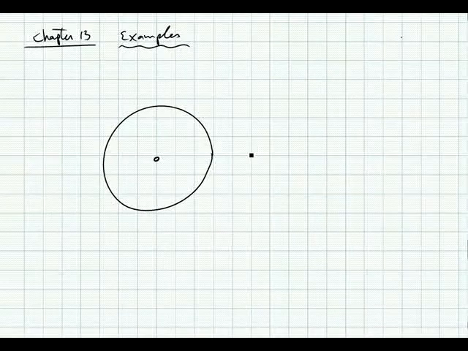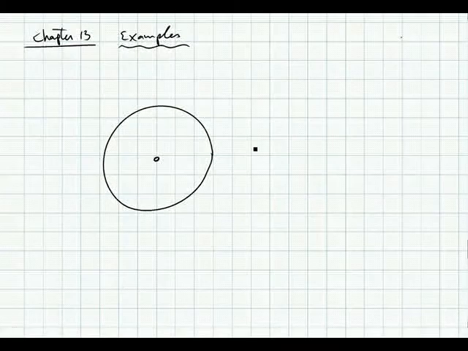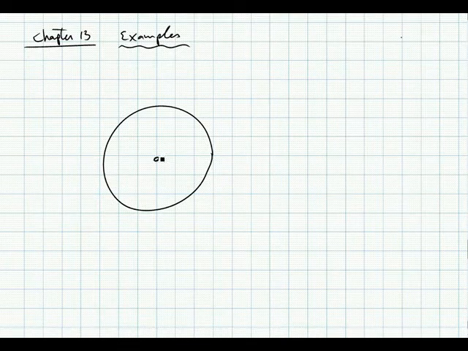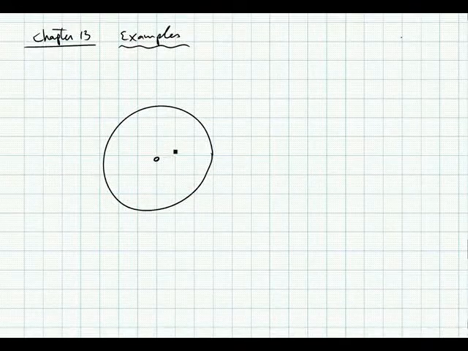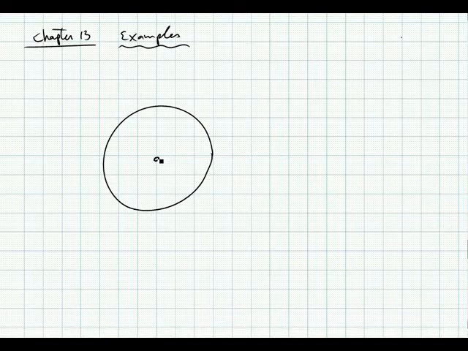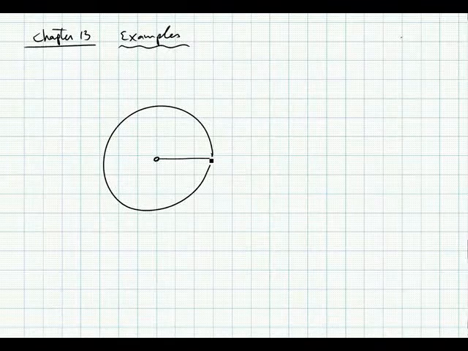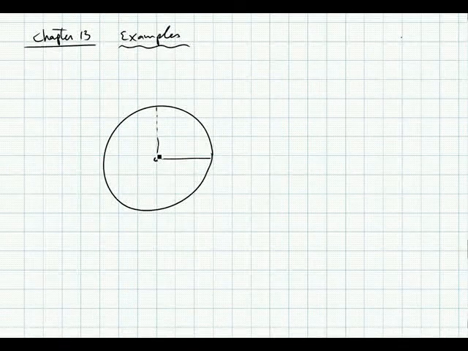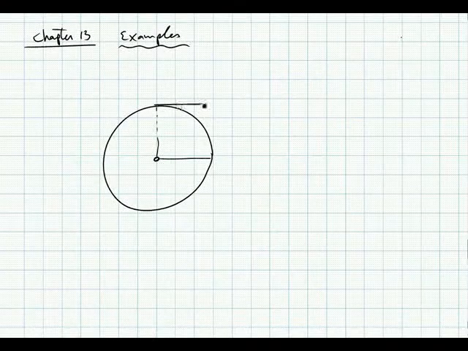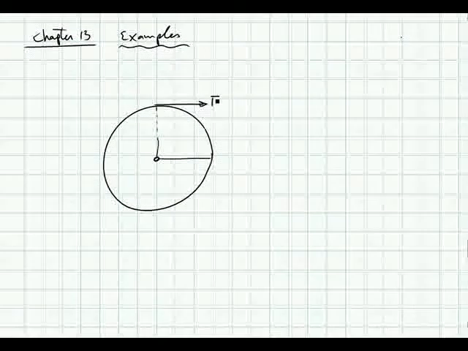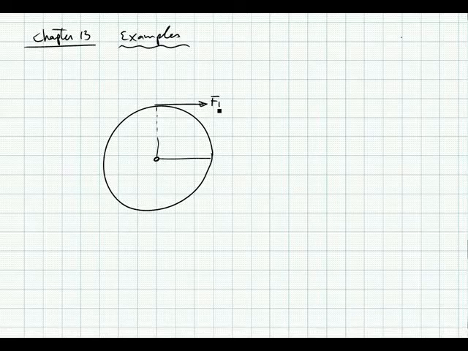Actually, we don't even know if it's rotating yet. But what we do know is that there are a number of forces being applied onto the disk. The first force is applied to the right, and let's call that F1, and its moment arm is the radius of the disk, R.